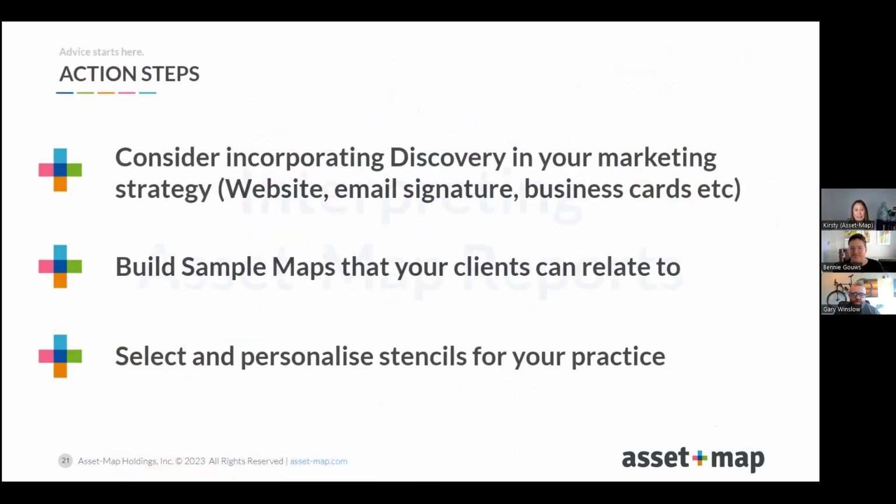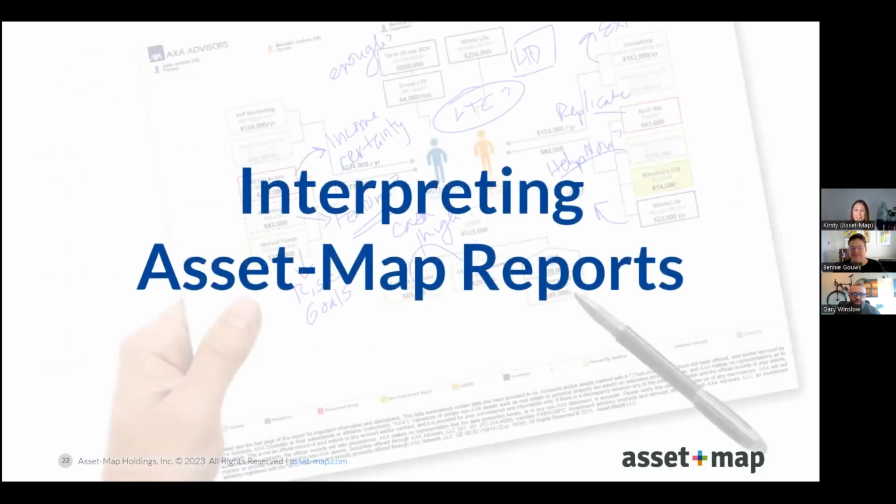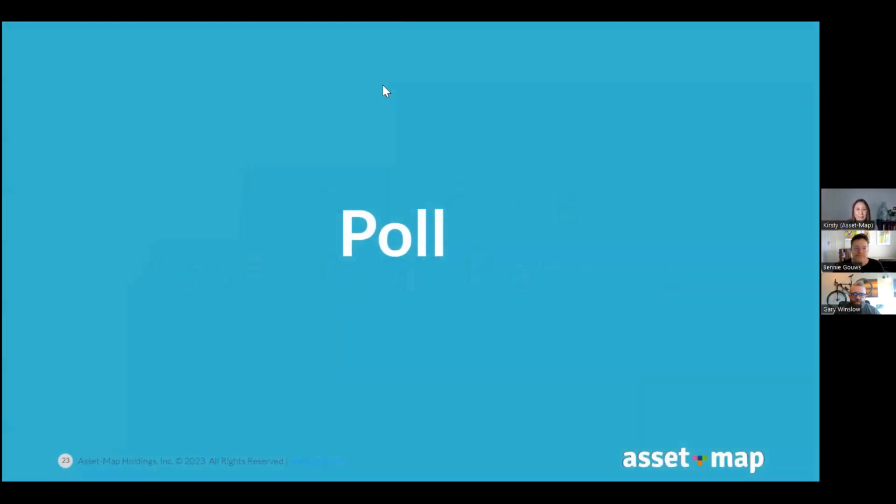So the next step is interpreting asset map reports. This is now after you've engaged with the client, you've built their map, you've applied the stencils. What are the frameworks that you can use to engage with the client, to open up conversation and elevate that engagement? And once again, I'm going to do the poll thing.